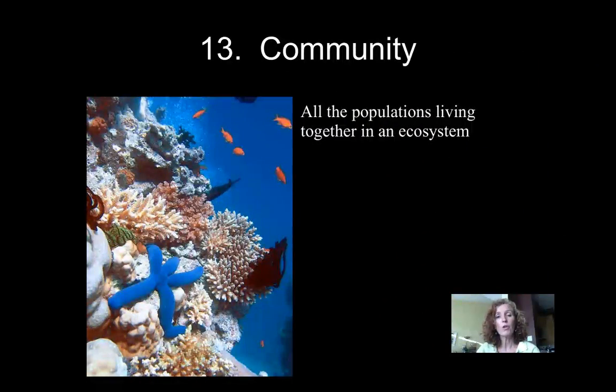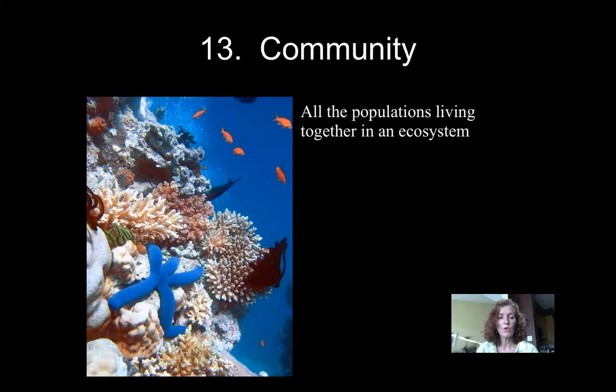If we look a little closer at only just the living things, then we're talking about a community. So the community is made up of all the populations, all the organisms that all live together in that ecosystem. So in this photo, we have a coral reef, and you've got corals, and you've got tube worms, and sea stars, and fish, and all kinds of other living things that all interact with each other in complex food webs.